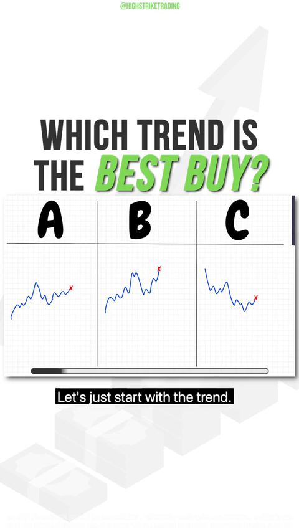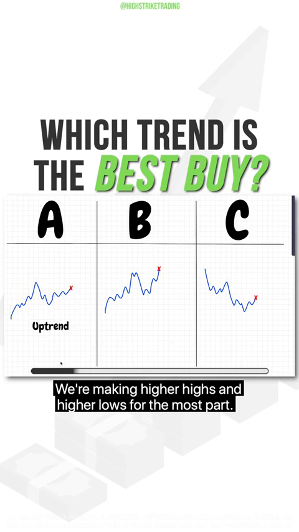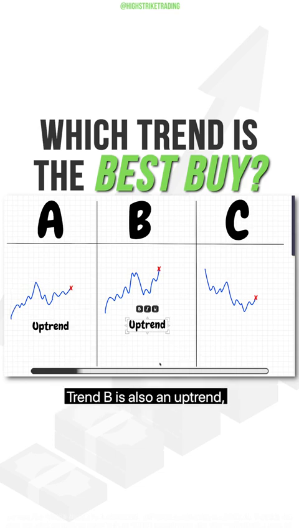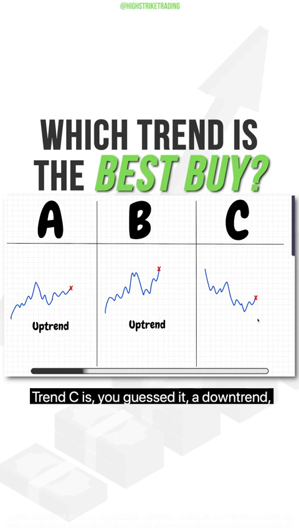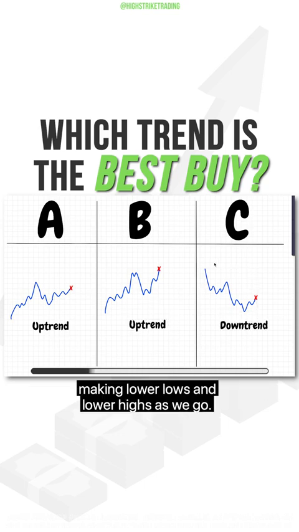So let's look at the trend. In general, we want to be buying into uptrends on long positions. A is an uptrend, right? We're making higher highs and higher lows for the most part. B is also an uptrend, making higher highs and higher lows. Trend C is, you guessed it, a downtrend, making lower lows and lower highs as we go.